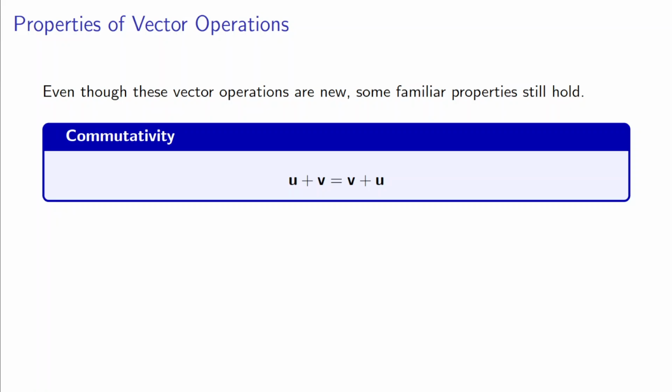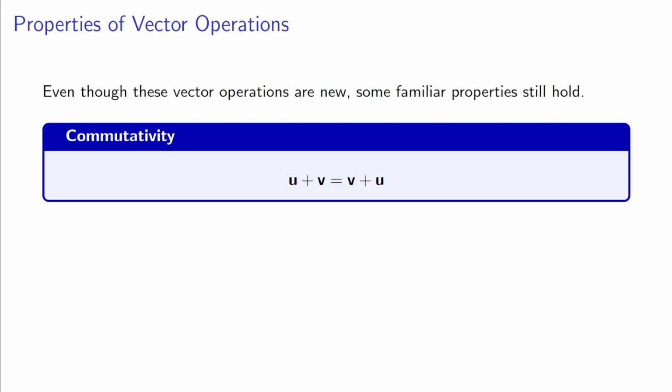Let's take a look at some properties of vector operations. We're also going to, in this video, define the idea of linear combinations of vectors. So even though these vector operations, addition and scalar multiplication, are new, they do hold some familiar properties.